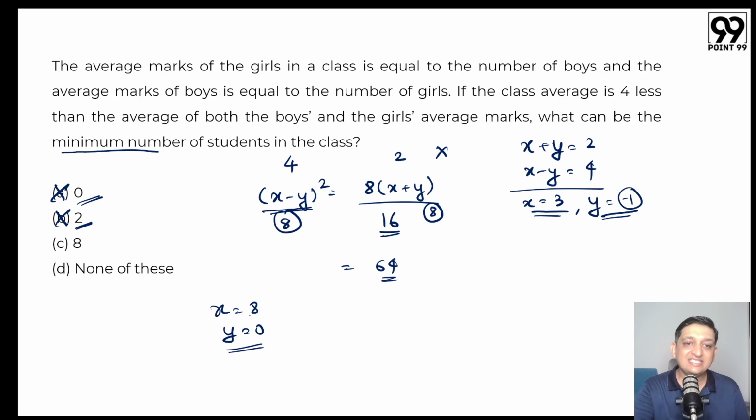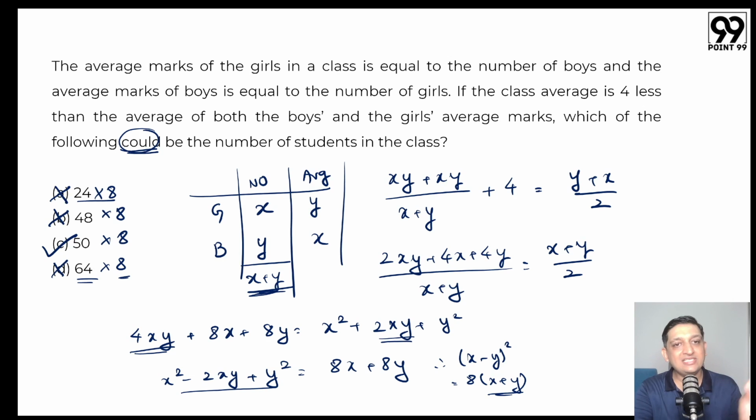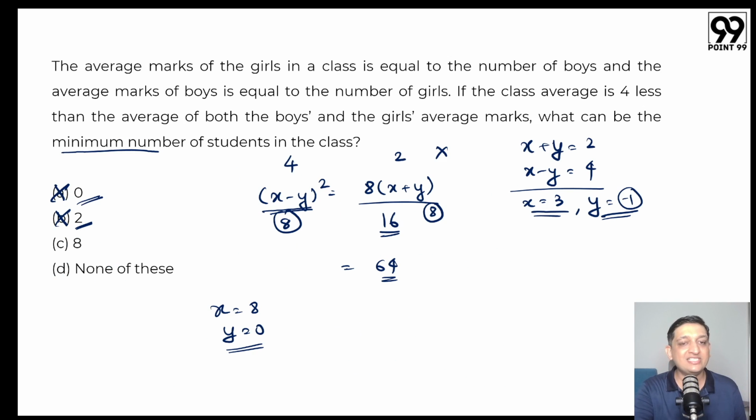We have said that if you look at the number of girls, that is given by x, and the number of boys is given by y. So we can say that there are 8 girls present in this particular class, and there are 0 boys, which means that the average score of the girls is 0 and the average score of the boys is equal to 8. Now the class average in this particular case is going to be equal to 0.